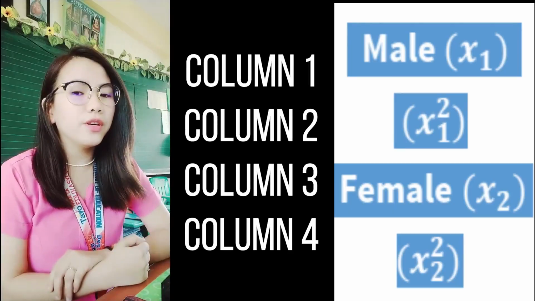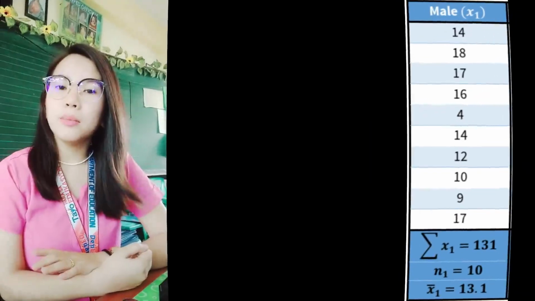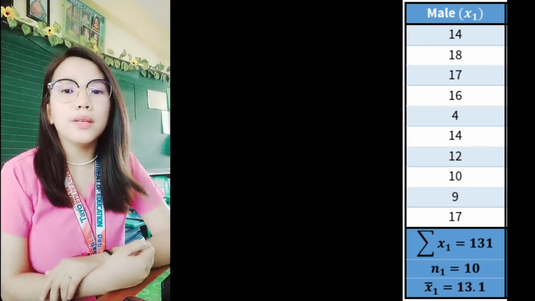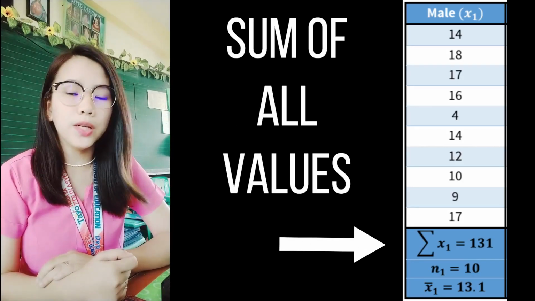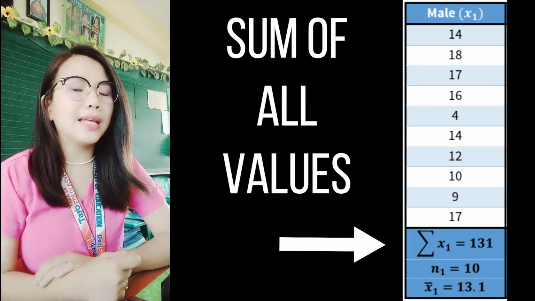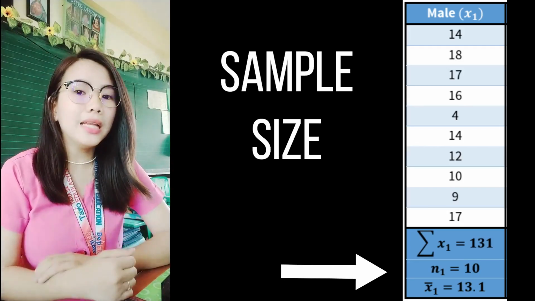So in solving, gagawa tayo ng 4 na columns. The first column is for our male. We label that one as x sub 1. At the bottom of the table, we need to find the sum of all the scores of our male. We got 131. Tapos yung ating n or the sample size, we have 10 because there are 10 scores.